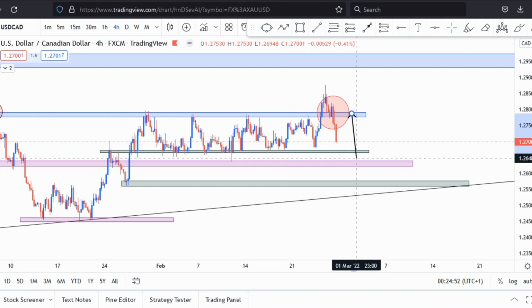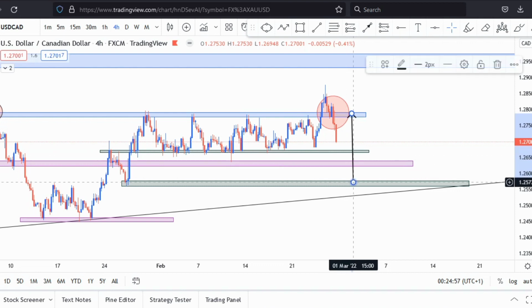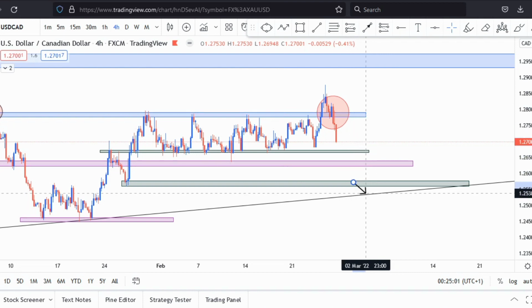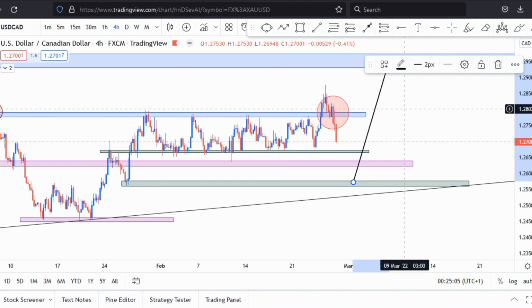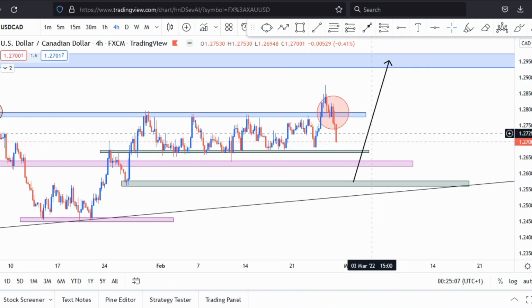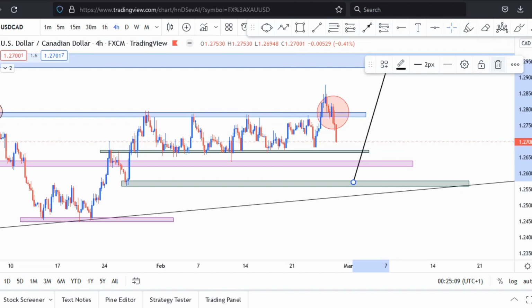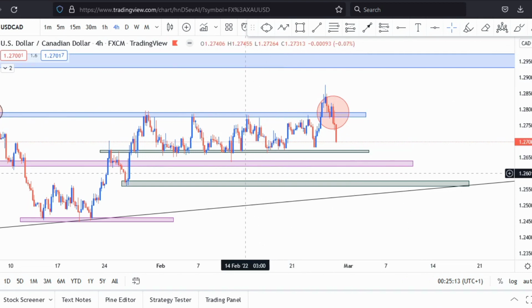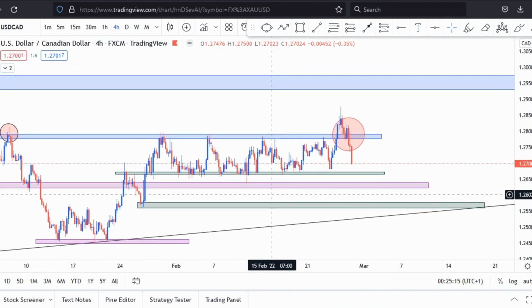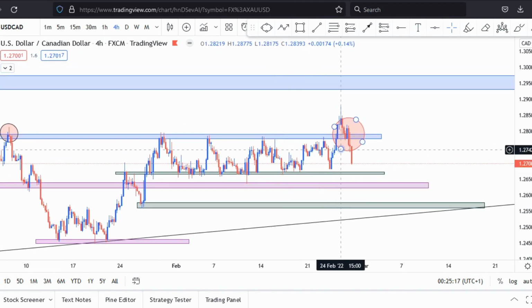If price gives us a good sell signal, then I'll probably sell to the downside all the way to this area here. And if price gets here and gives us a sort of daily bullish reversal, then we can be looking to take our trades to the upside. So basically this is what I'm looking at on USD CAD. And you know, I am not yet in this trade, and I'm still watching, observing to see what happens exactly.